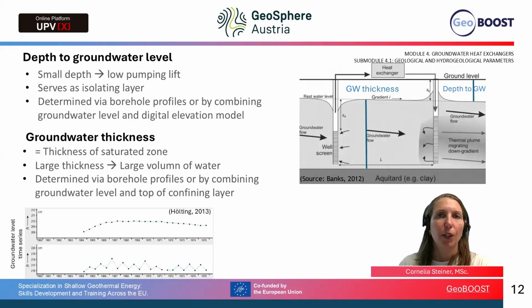The groundwater's thickness: a large groundwater thickness means that you have more resources for the groundwater heat exchangers because there is more groundwater available. But be aware that groundwater level can change over time, even within 1 year or over time, for example due to overexploitation, and you see both of these scenarios here in this graph. This can change the depth to the groundwater level and the groundwater thickness as well.